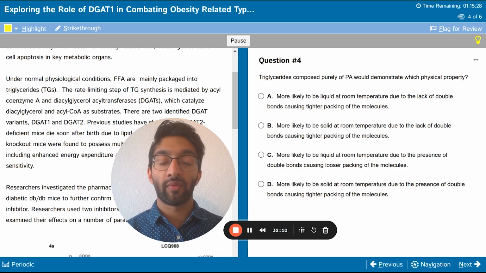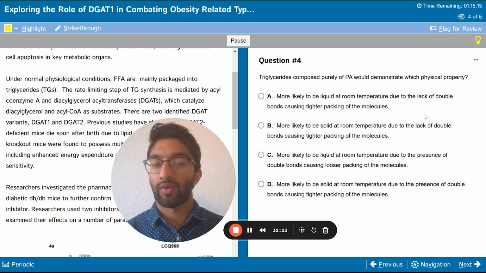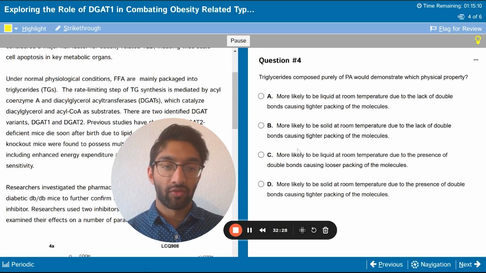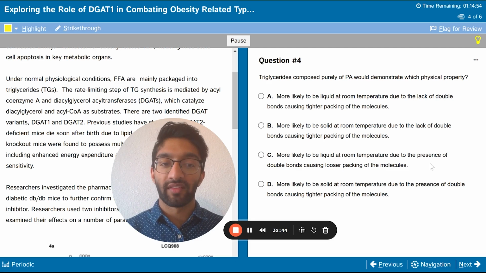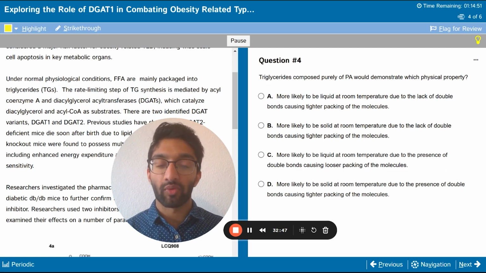That's also the reason you can get rid of D, because if you have double bonds, you're not going to be solid. That's also wrong. So we can get rid of D for that reason, as well as A. So now we're left with B and C. Are they more likely to be solid due to lack of double bonds? That's true. But is that causing tighter packing or looser packing? This is actually both correct, these are both logically sound. Now the more important thing is understanding whether PA lacks double bonds or has double bonds, because that's the big deciding point between these two choices.